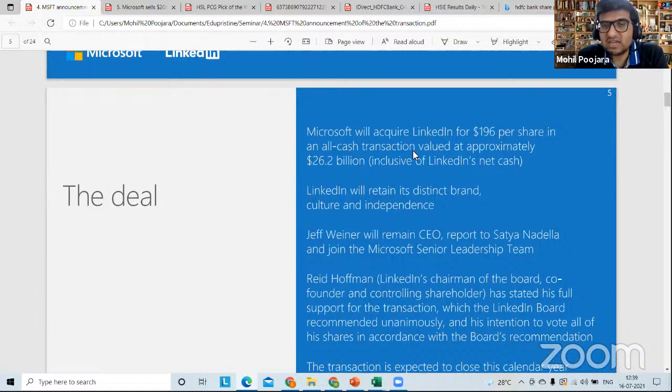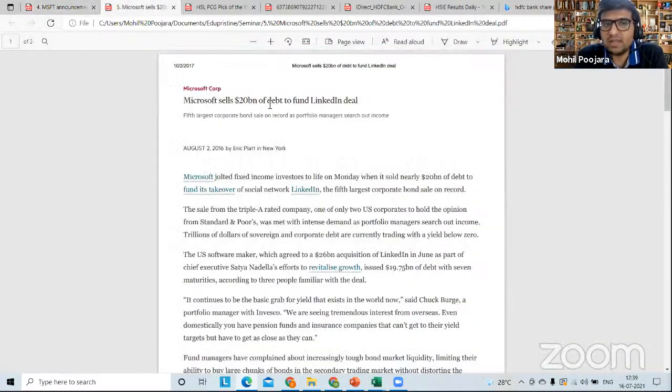When we saw it's an all-cash transaction, Microsoft is an IT company. It's a big IT company. It has $26.2 billion of cash with it. But what it eventually did is it raised $20 billion of debt to fund the LinkedIn deal. So when Microsoft has already in its balance sheet a lot of cash, say, $50 billion of cash, why not use existing cash in the balance sheet? And why increase debt, or why go and take more debt? That is another financing decision that needs to be considered, right?